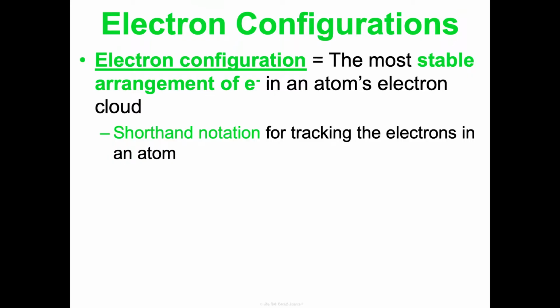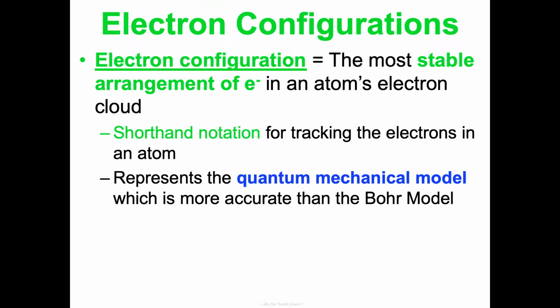The reason this electron configuration notation is helpful is because it represents the quantum mechanical model, which is more accurate than the Bohr model. We said that at the start of the Concept 1 notes. The Bohr model shows electrons in fixed orbits, which just isn't accurate. The quantum mechanical model, or electron cloud model that we looked at, shows the electrons in their constant motion. And this configuration is going to be a much more accurate representation of where the electrons are.